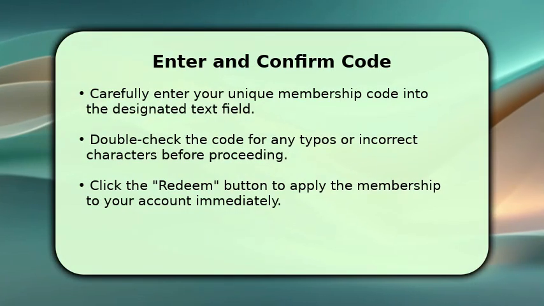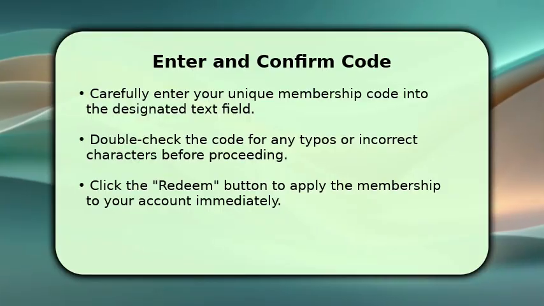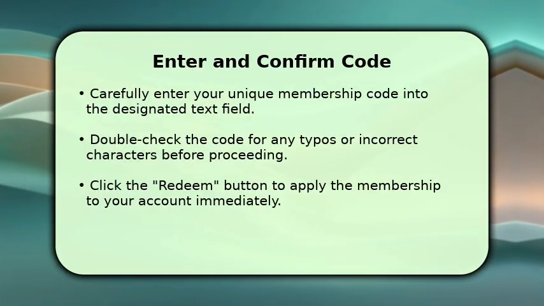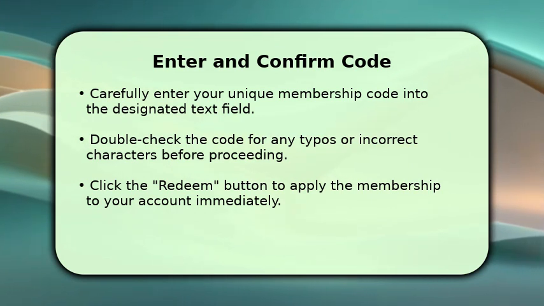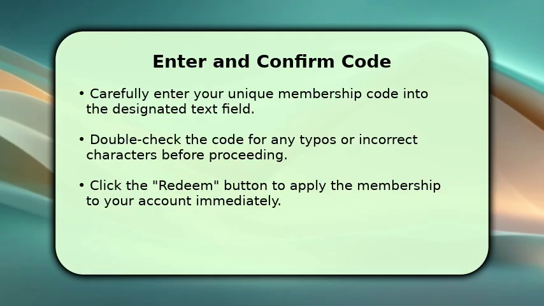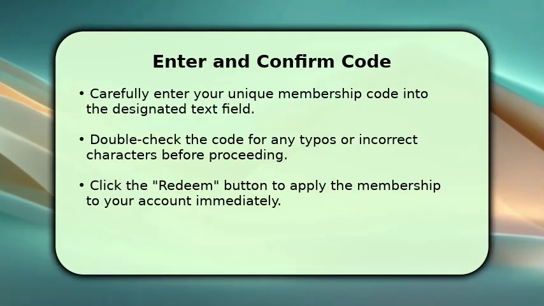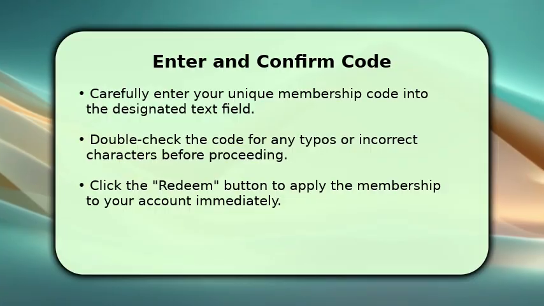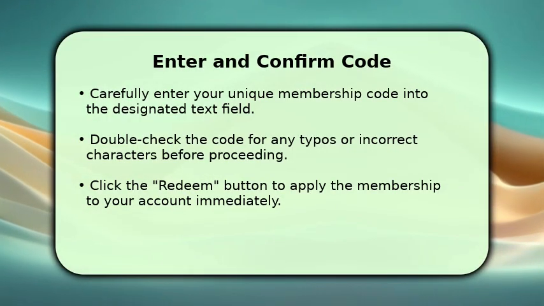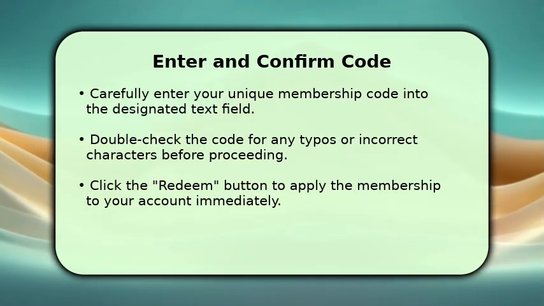Now for the crucial part, entering your code. Take your unique membership code and type it precisely into the provided text field. It's always a good idea to double-check every character to avoid any errors. Once you're confident the code is correct, simply click the Redeem button. Your membership benefits, such as 1 credit per month, will then be instantly applied to your Audible account, ready for you to use.